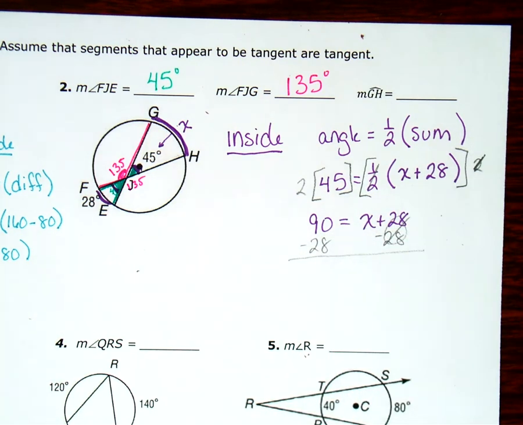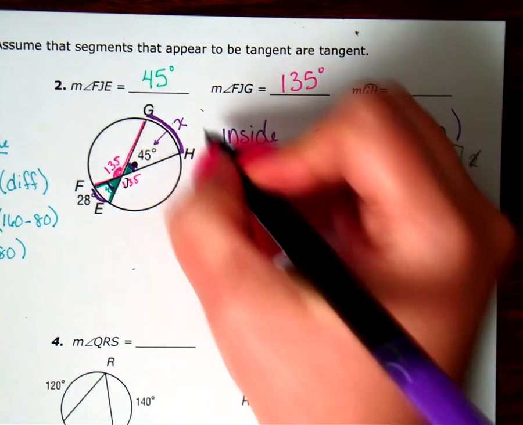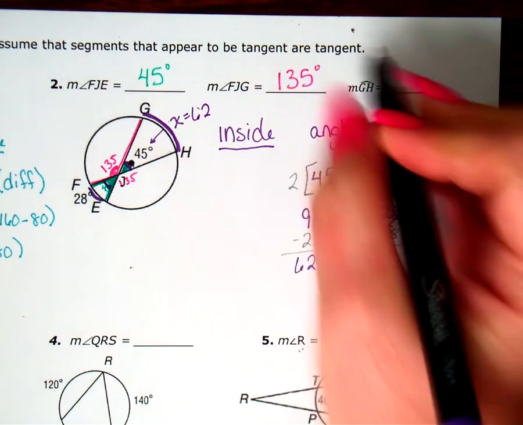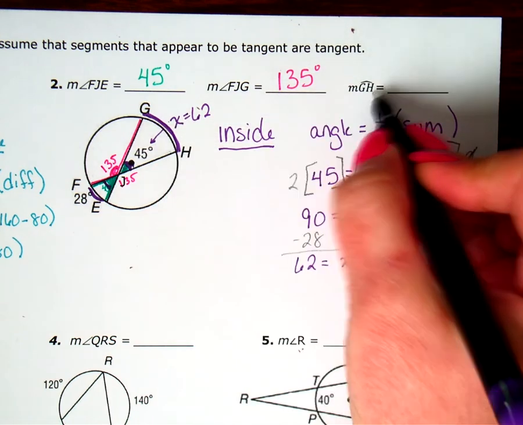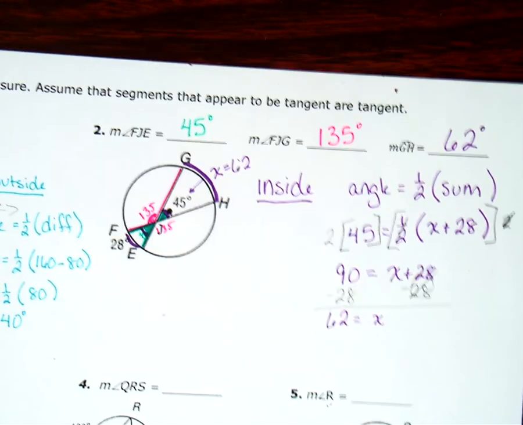So 90 minus 28 is going to be that arc. 90 minus 28 is 62, equals X. And arc GH is what I was trying to find, 62 degrees.